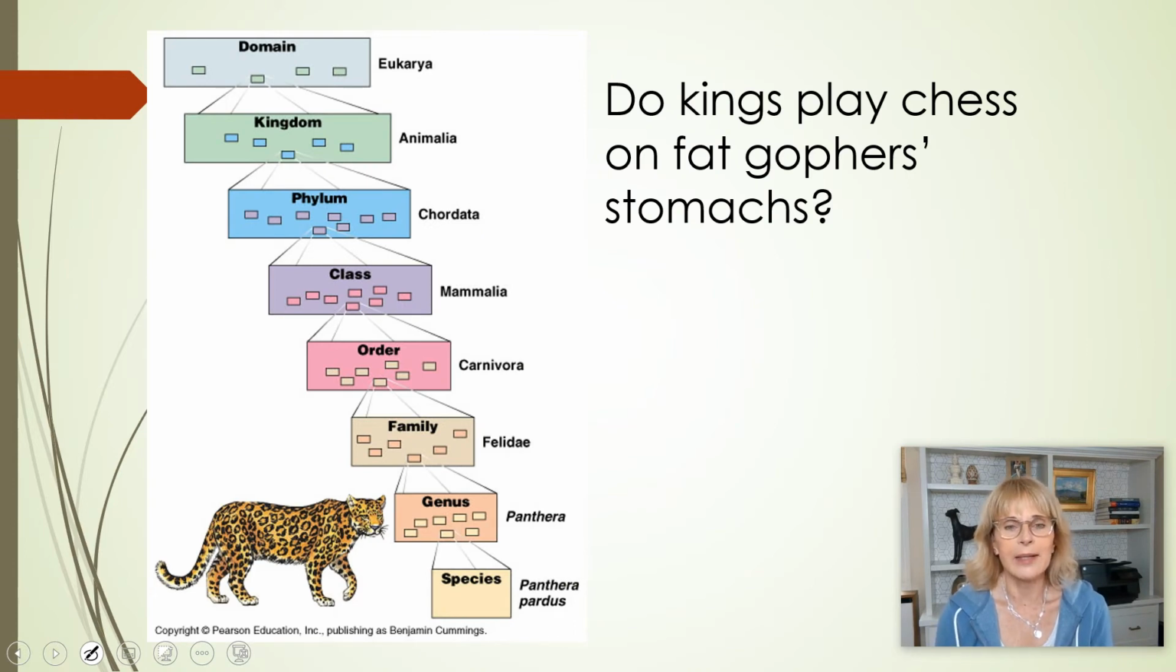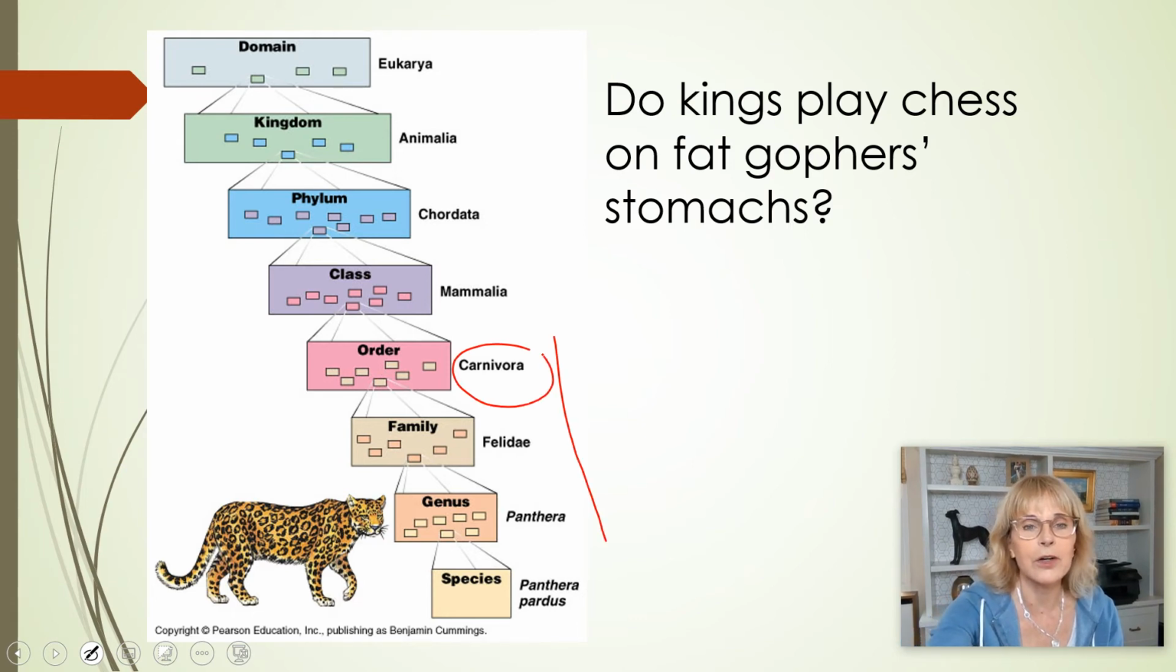So here we've got the leopard. Is this a jaguar or a leopard? Panthera pardus. Oh, I should know this. I'm so sorry. We'll call it a leopard. Anyway, it is Panthera pardus. There's also the mountain lion, which is another kind of Panthera, right? So we start off really big and we get more and more narrow.